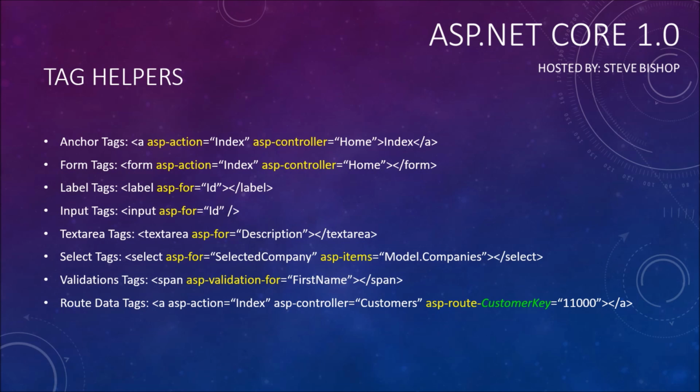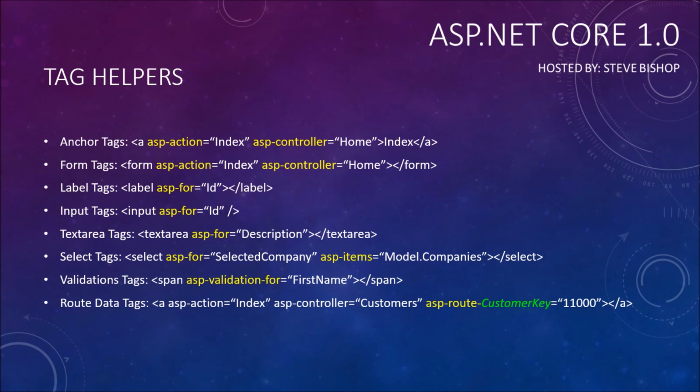Then there's also route data tags, where along with an asp-action and asp-controller helper tag, you can specify some route data that you want to pass along. So for example, if I had a parameter on my controller method that required a customer key, like we're specifying here on the Index action of our Customers controller, there would be a parameter called customerKey that would need a value. And we can specify right here in our tag that the customerKey parameter should have a value of 11,000.